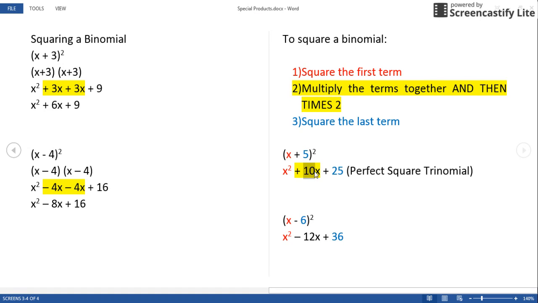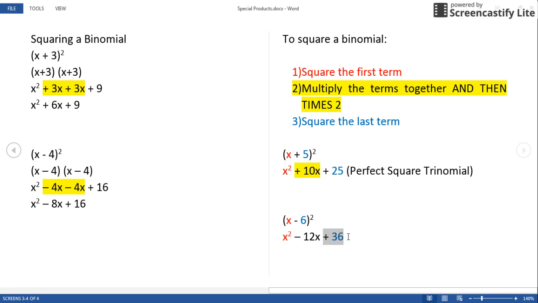And the even coefficient in the middle has to happen every time also, because when we multiply something by 2, it's definitely going to end up being even. So perfect square trinomials come from a binomial being squared. We square the first term, we multiply the things together, then times 2, we square the back one. Let's try one more. First one, if we square it, makes x squared. Multiplying the things together is minus 6x, then times 2 makes minus 12x. Square the last one to get plus 36.